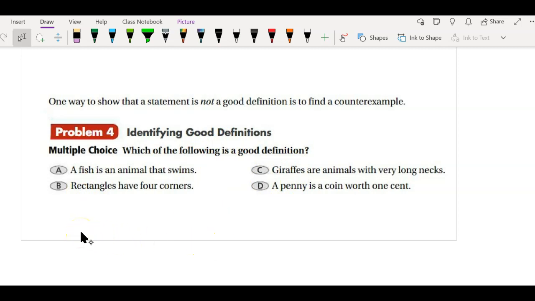The first one, a fish is an animal that swims. Well, it's not reversible because a whale swims, but a whale isn't a fish. So this one doesn't work. Now the next one is rectangles have 4 corners. This is not a good definition because it's not clearly defined, because all polygons have 4 corners.